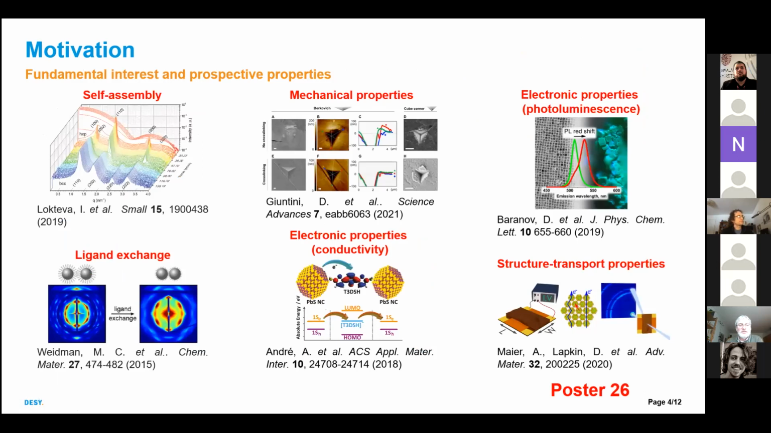Why are these systems of interest? Because they have huge applications at the moment, and potential for further applications. They have self-assembly, unique mechanical properties, interesting electronic properties for photoluminescence, they possess ligand exchange, and they have interesting electronic properties, especially for conductivity. And as Nastya already said, these structured transport properties were also studied by us, and hopefully you have visited the 26th poster at this meeting.